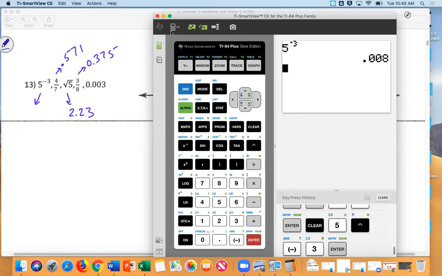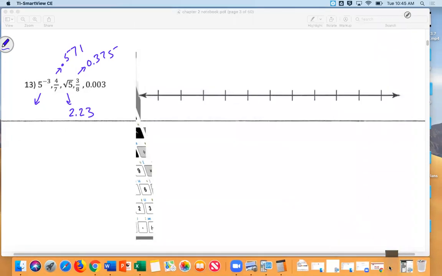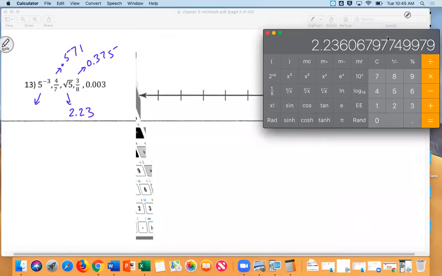But if you have one of these calculators, or like you're using your phone, you're going to have to do 5, and then we have to hit this button, and then 3, then that negative button. And notice we get the same thing. One more time, you're going to have to hit 5, then this XY button, and then 3, and then the plus minus to make it negative. And that's going to give us 0.008.